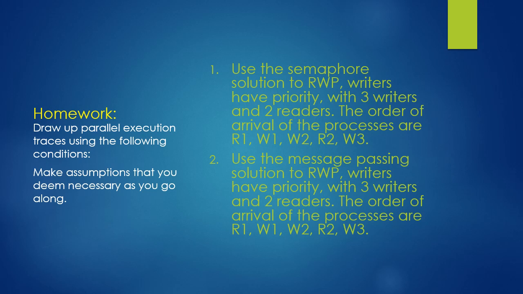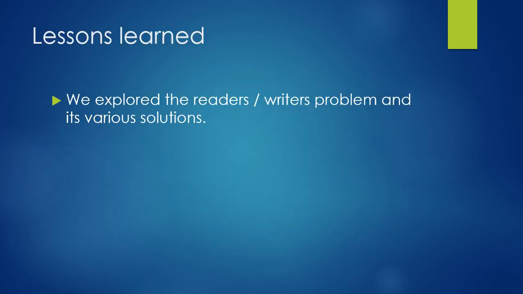The second question is use the message passing solution to readers writers problem. Writers have priority with 3 writers and 2 readers. The order of arrival of the processes are reader 1, writer 2, reader 2 and writer 3. I have done enough parallel traces with you and I am sure that you will be able to draw these parallel traces up. They will be lengthy but they will be fun.